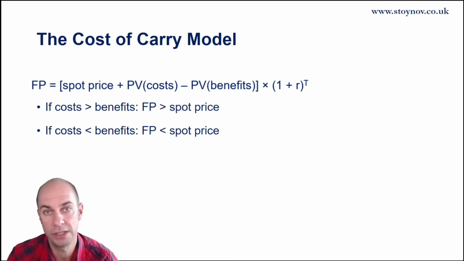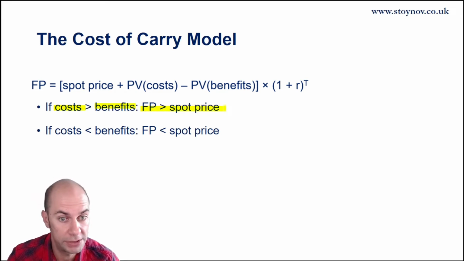Start with the spot price. Costs of carry will increase the futures price, and benefits of carry will cause it to decline. So the moral of the story is that if collectively we have more costs of carry than benefits of carry, then our futures price will be above the spot price. And of course, the opposite is also true. If our benefits of carry, for example our dividends, our coupons, our convenience yield, exceed our storage costs, then the futures price will be below the spot price.